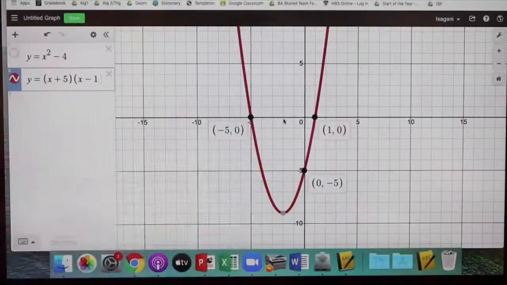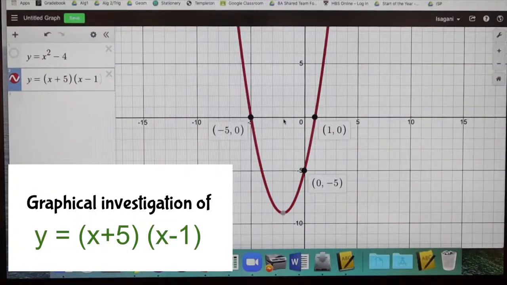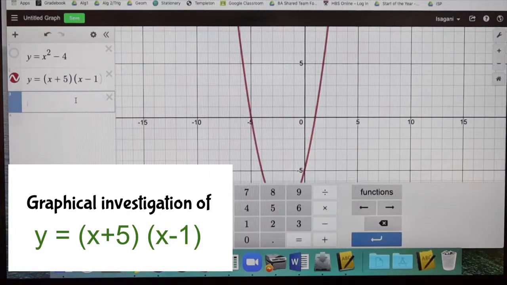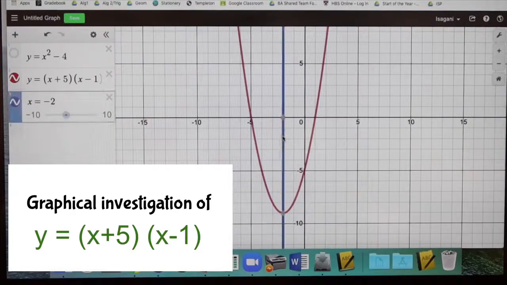The line of symmetry is always between the x-intercepts. So if you have negative 5 and positive 1, the line of symmetry will be halfway between the 2 points, so it should be at negative 2. And when you draw a line passing through x equals negative 2, that will cut the parabola into two symmetric parts. So therefore, the equation of the line of symmetry is x equals negative 2.